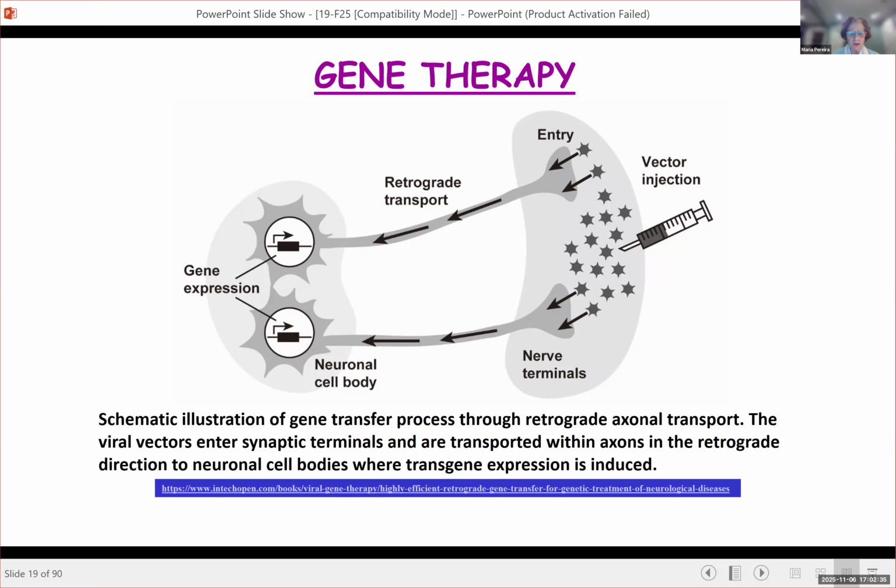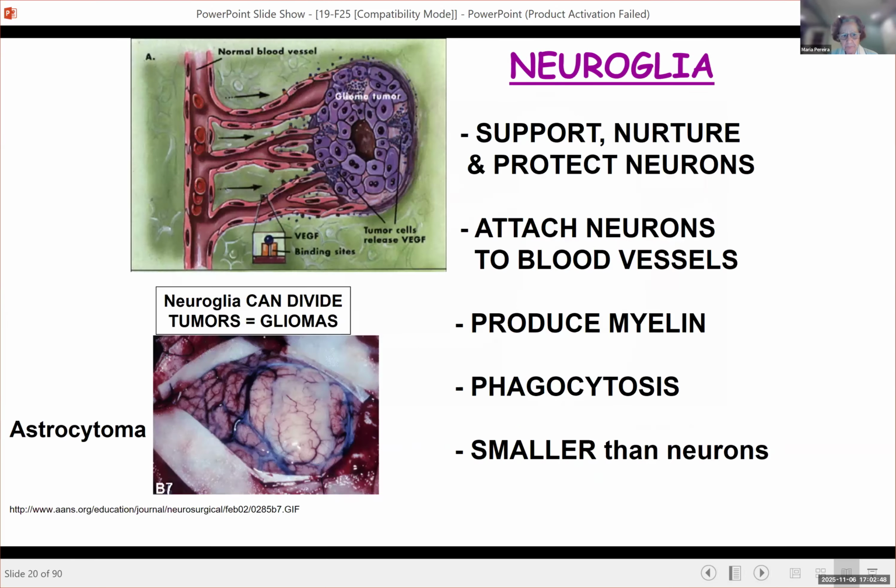And this is showing the gene therapy, how you can also deliver viruses that are genetically engineered to deliver a gene that is not mutated.